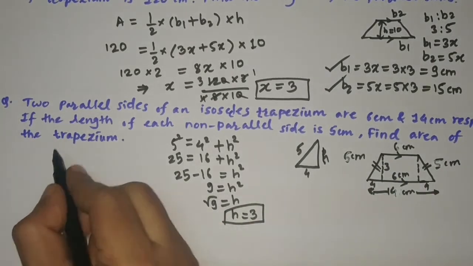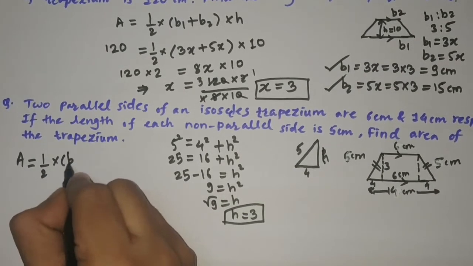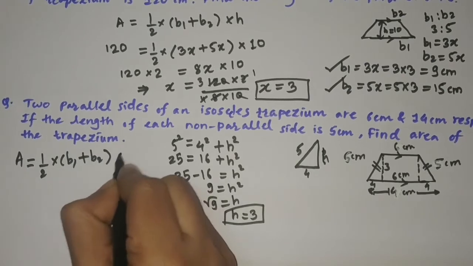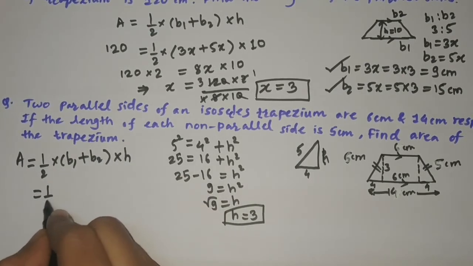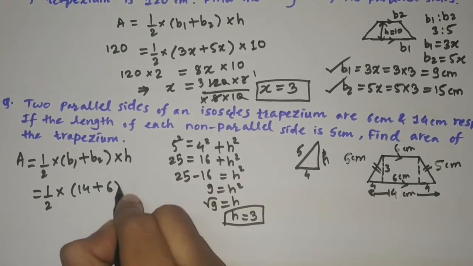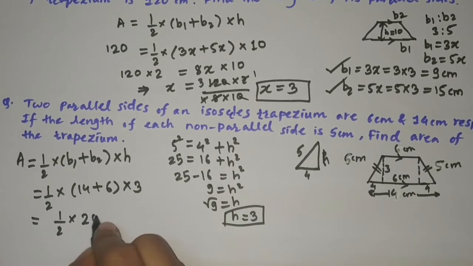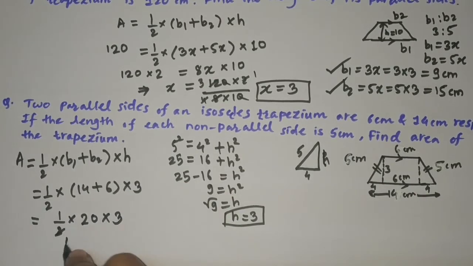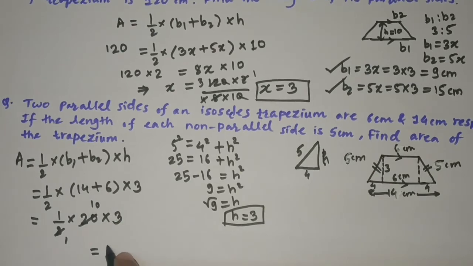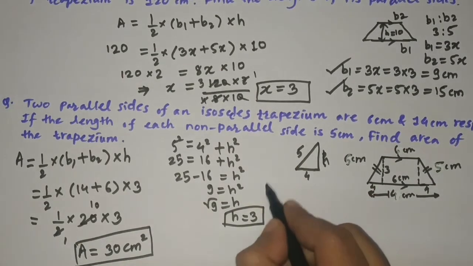Now I can use the area of a trapezium: 1 by 2 into (b1 plus b2) multiplied by height. So 1 by 2, what is b1 and b2? This 14 and 6. And the height is 3. So 1 by 2 into 20 multiplied by 3. 2 tens are 20, we'll get 30 here. So 30 centimeter square is the area. So if height is not given directly, we can find it by Pythagoras theorem.